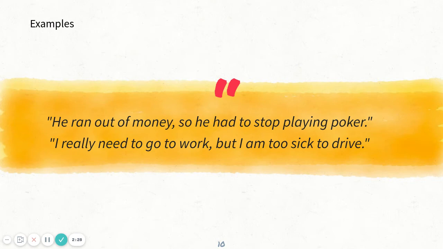As you see in these examples, there is a comma in between both simple sentences. Both simple sentences connected make a compound sentence. Same thing with the second one. I really need to go to work. This could be two simple sentences, but connected with a comma, it makes a compound sentence.